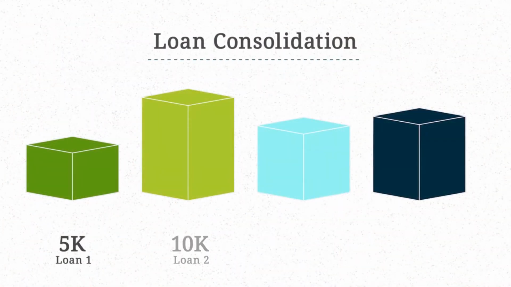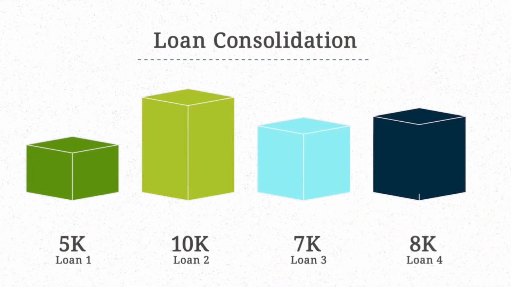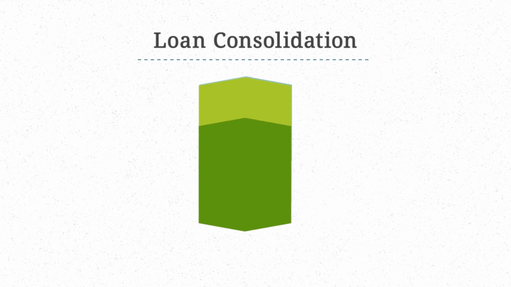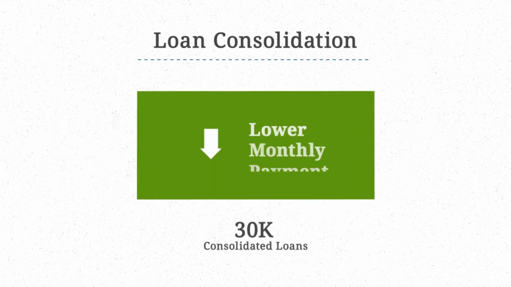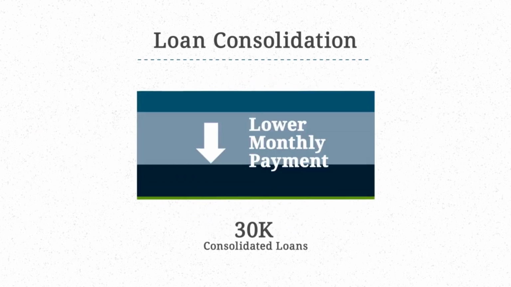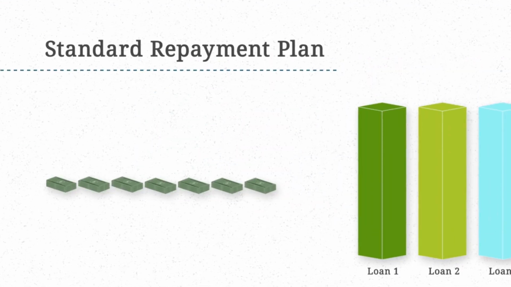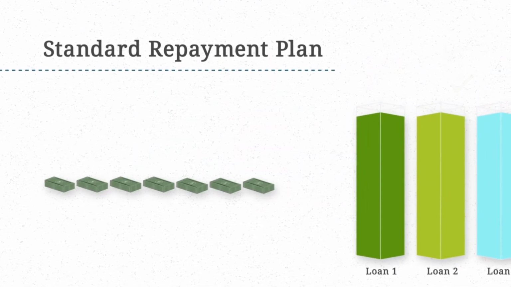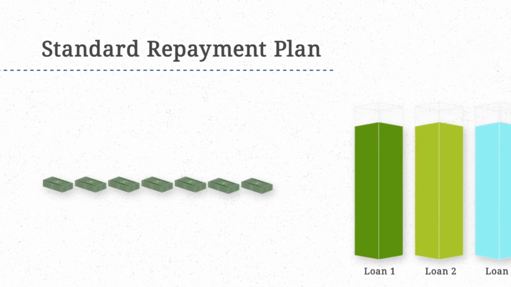Choose a repayment plan. Next, consider enrolling in an income-driven repayment plan. These plans are based on your income and family size, and they can help lower your monthly payments. However, it's important to keep in mind that these plans may extend the life of your loans, which can ultimately increase the amount of interest you pay over time.